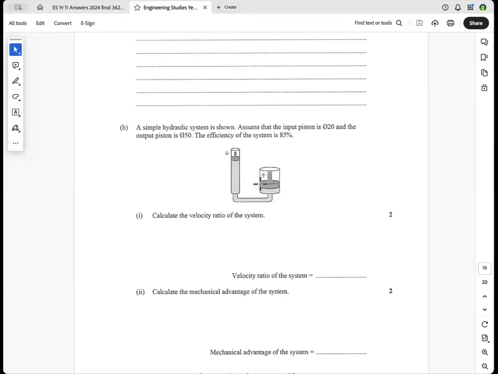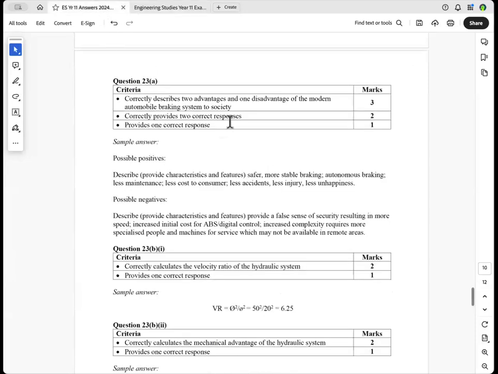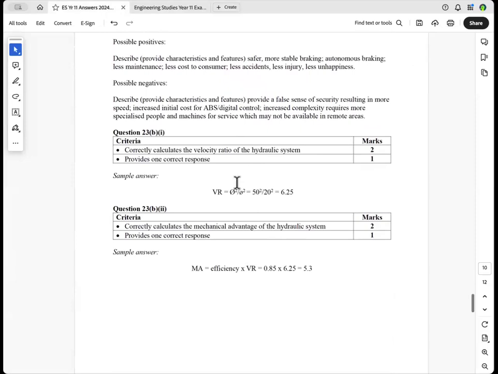And it's worked on volume. So the volume moved by that piston has to equal the volume moved by that piston. So therefore, this has to move a larger distance than this one here. And that's how you derive big phi squared over little phi squared. So let's have a look at it. That's a simple solution to this question. Velocity ratio, big phi squared over little phi squared.